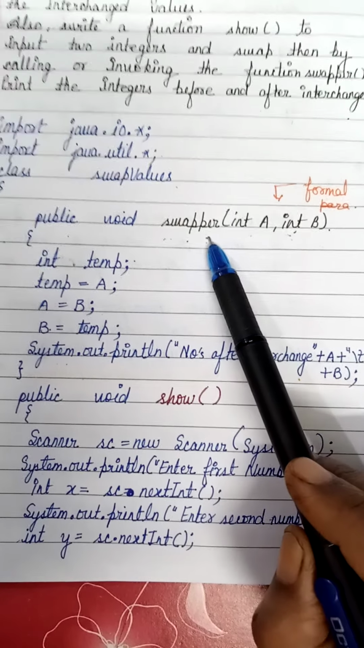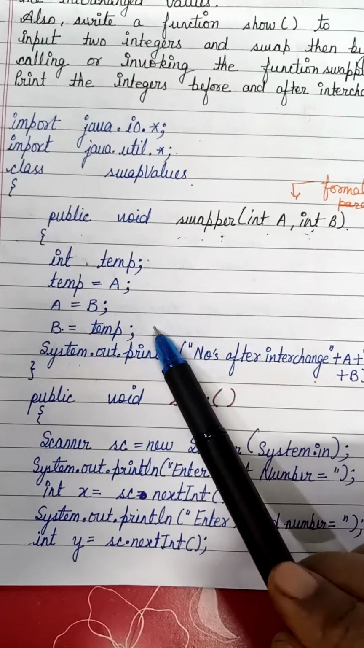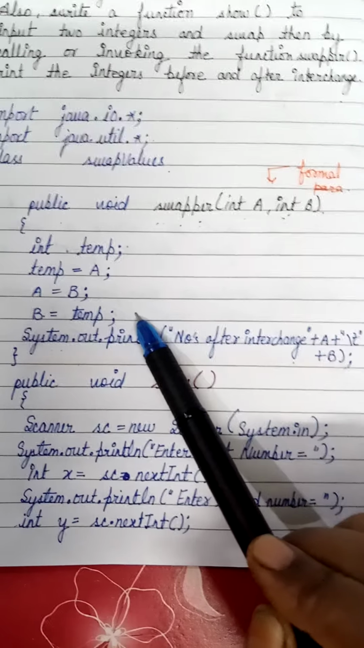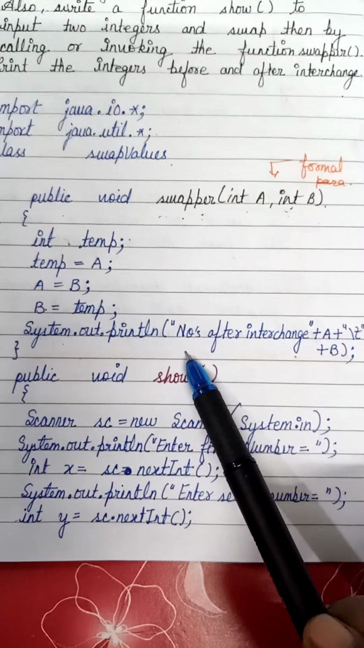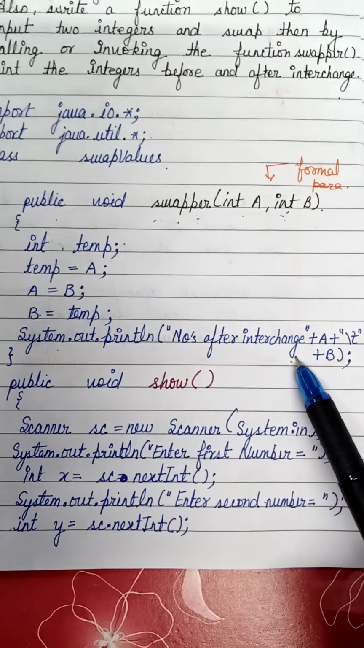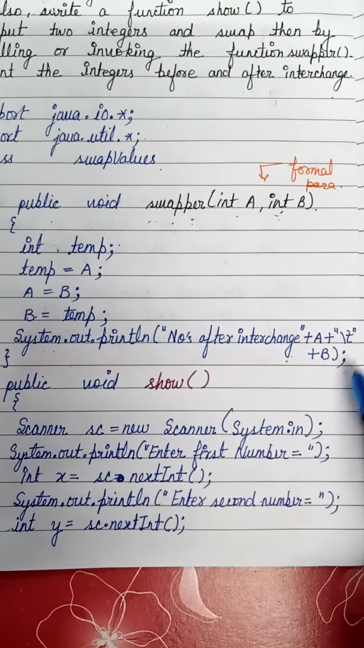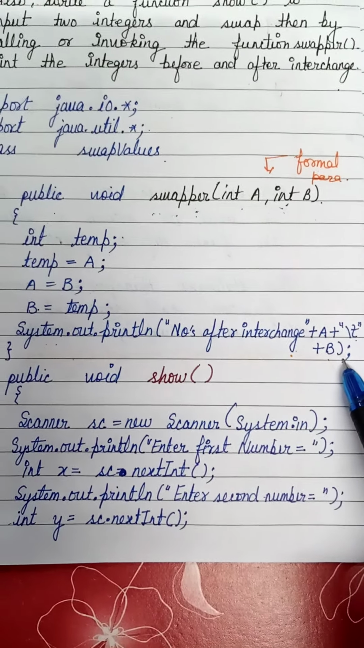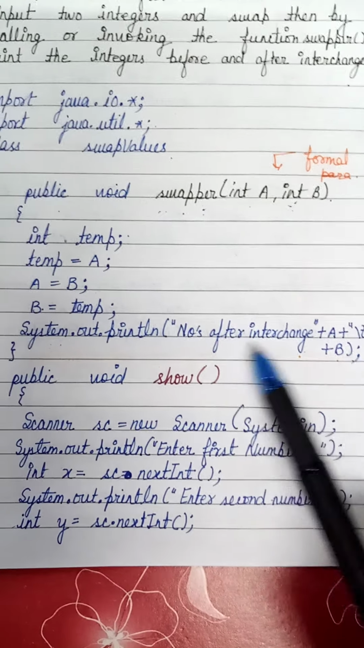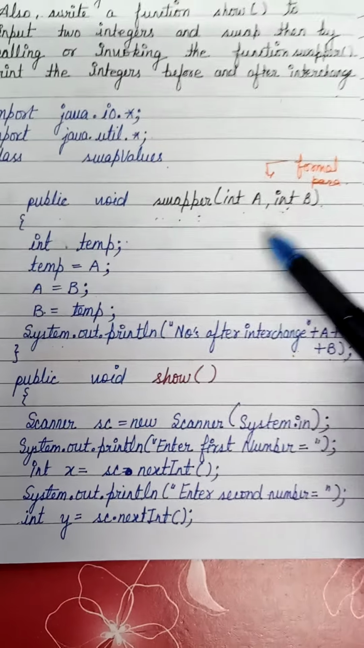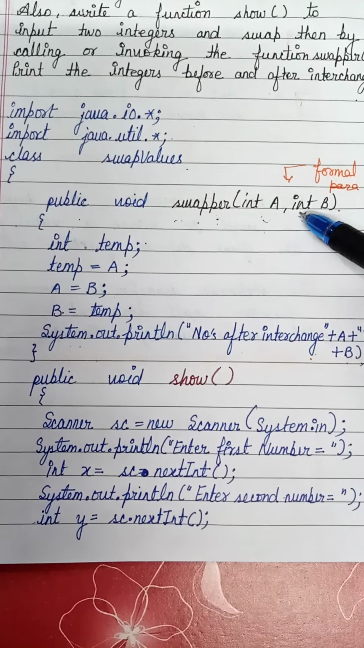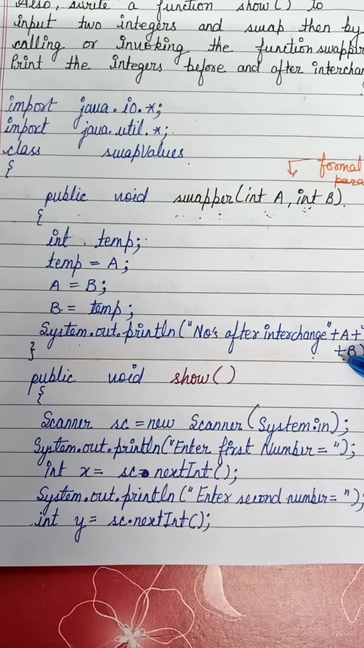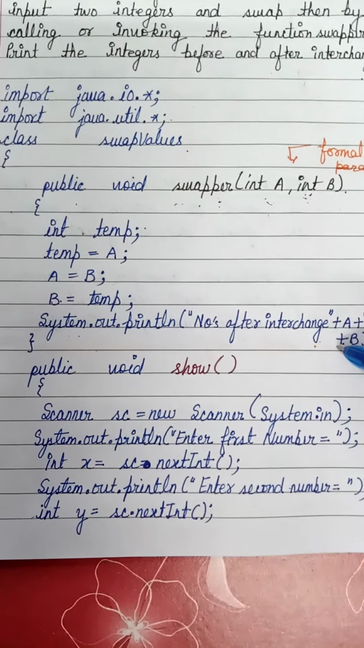Now this function is interchanging the values. So we will print the message numbers after interchange, a, tab for leaving some space, plus b. We are printing the interchanged values of a and b with the help of the swapper method. These are not the actual values, these are the interchanged values.